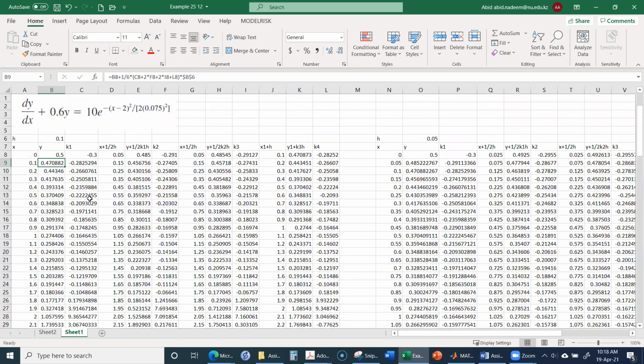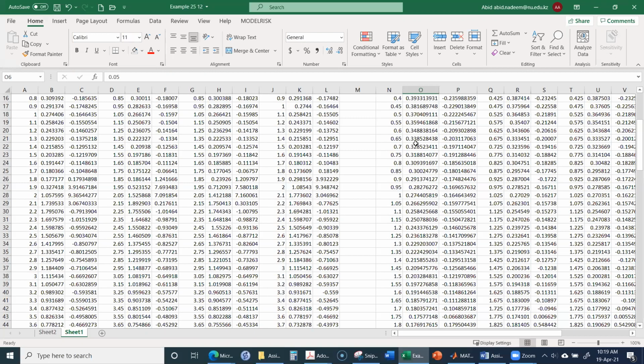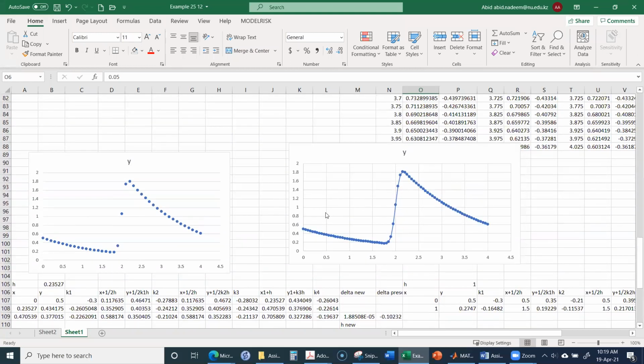However, this we cannot do in the classic Runge-Kutta methods, because we use a constant value of h, and then we don't have any other way to change this value of h. So we can decrease from h equal to 0.1 to h equal to 0.05. Here all the values of h have been decreased, and if we plot it, we get a similar plot as before.